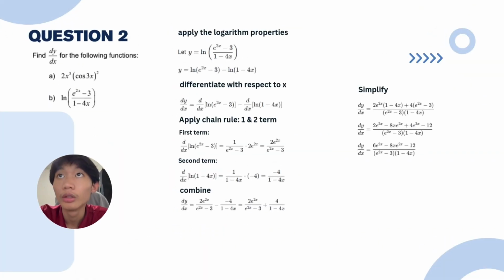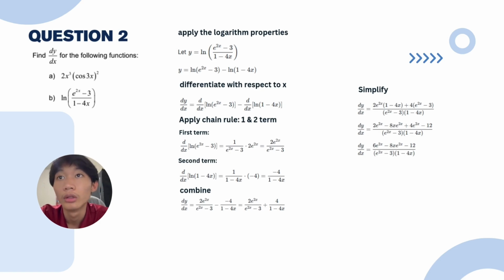For question B, we apply the logarithm properties. So we let y, using the logarithm property ln of a over b equals ln a minus ln b. So y equals ln(e squared x minus 3) minus ln(1 minus 4x). So next we differentiate with respect to x. dy over dx equals d over dx of ln(e squared x minus 3) minus d over dx of ln(1 minus 4x).